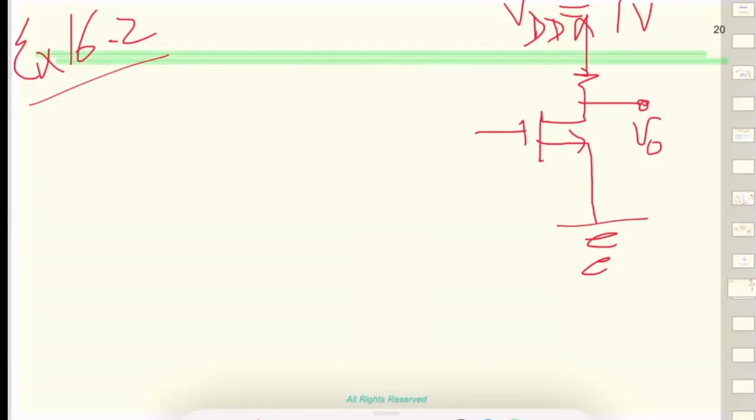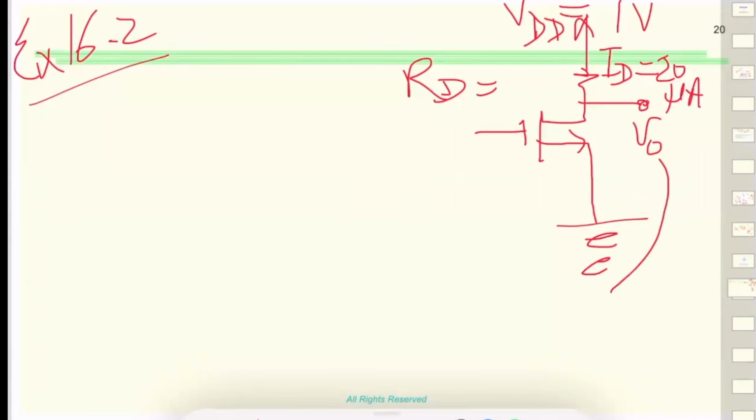The RD we don't know. We are given the drain current. Okay, so we have the voltage, we have the drain current, we can find out RD, 20 microamps. We are given the output voltage as 40 millivolts.